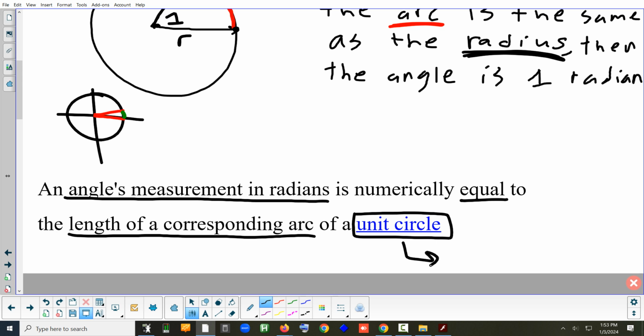Okay, a unit circle is just a circle that has a special size. Does anybody know what the size would be of a unit circle? Anyone have a guess what the size might be? When you say size, you mean like the diameter? The radius, yeah. Usually we talk about it in terms of the radius. 1. Yes. So a unit circle is just a circle with a radius of 1.